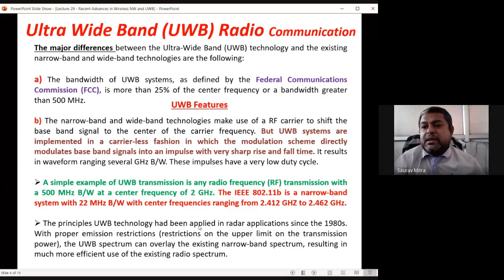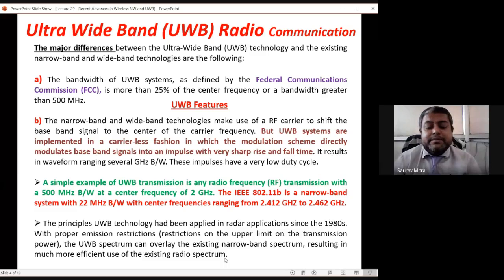So actually we are trying to find out what advantages ultra wideband technology offers, and why we are calling it a recent or advanced technology. That is what we are trying to find out. The principles of ultra wideband technology have been applied in radar applications since the 1980s. With proper emission restrictions on the upper limit of the transmission power, the ultra wideband spectrum can overlay the existing narrowband spectrum, resulting in much more efficient use of the existing radio spectrum.